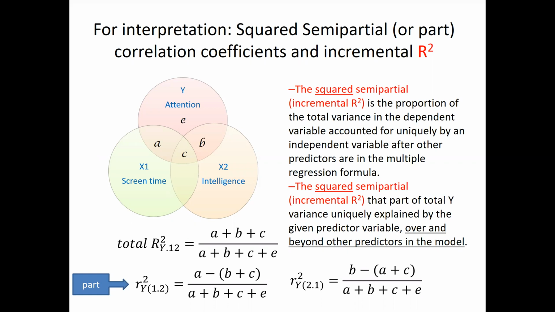Over to the right, there's the formula, total variance in the dependent variable uniquely accounted for by intelligence. B minus a and c, anything that's accounted for by another variable, divided by total y. Now you may notice no credit is given to any predictor for c, and that is correct. No independent variable in either the semi-partial or the partial is given credit for proportions of variance that are overlapping between multiple predictors.